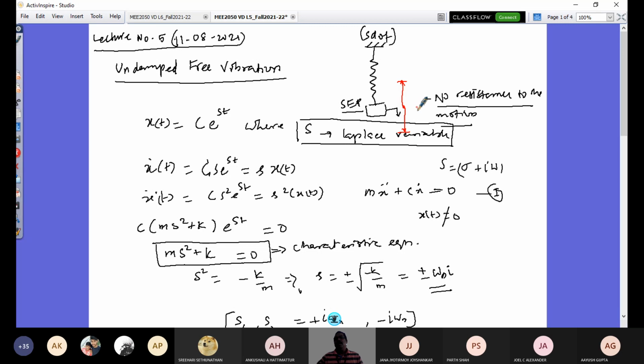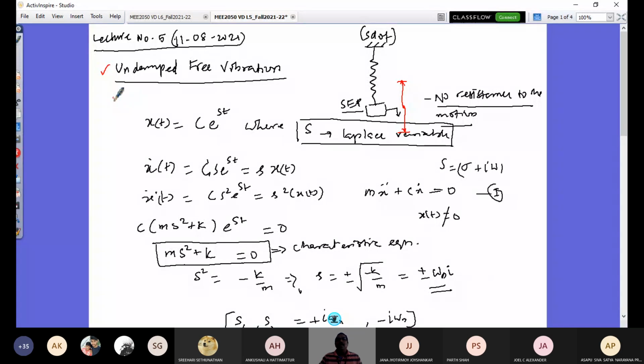At the mean position, you have the maximum kinetic energy. At the extreme position, you have only potential energy. In between, you have a combination of both. However, the total energy remains constant for a conservative system. That is why we call that natural vibration undamped natural vibration.